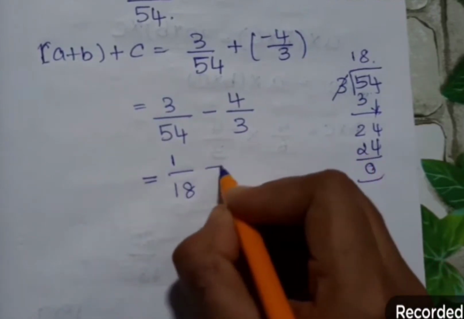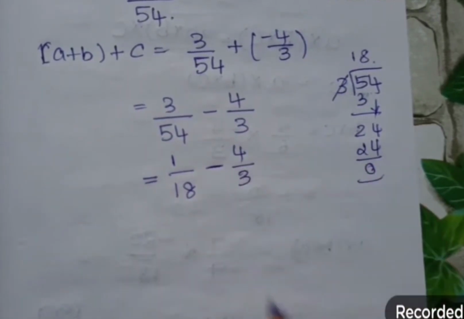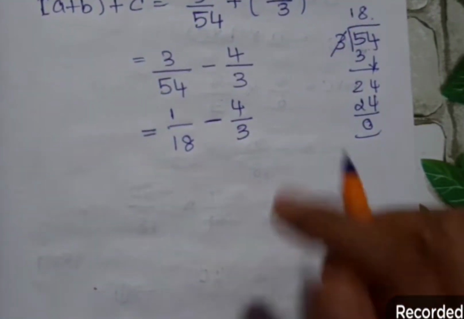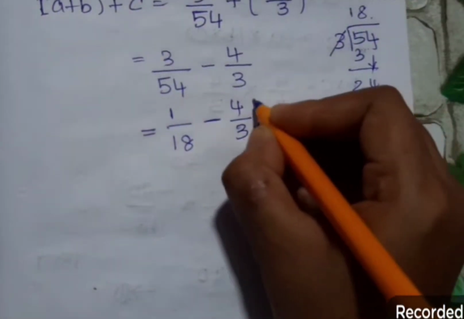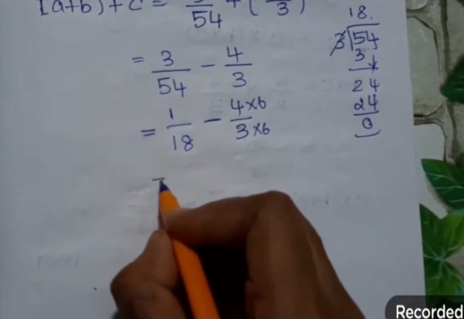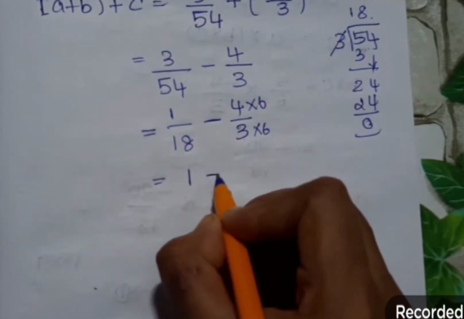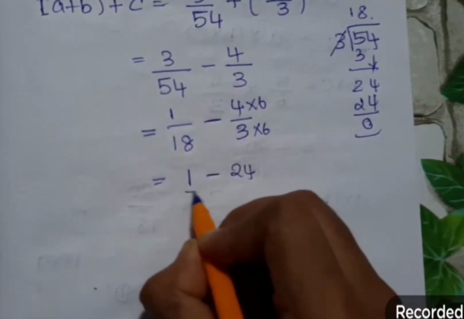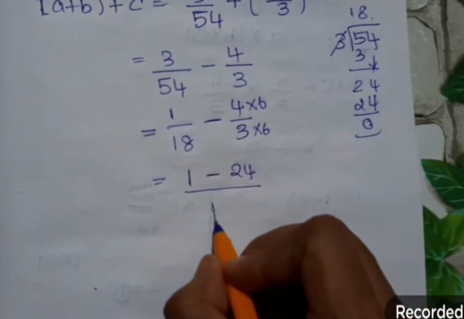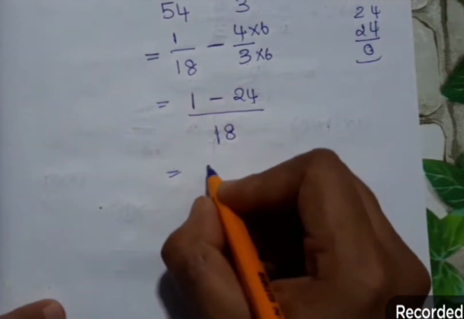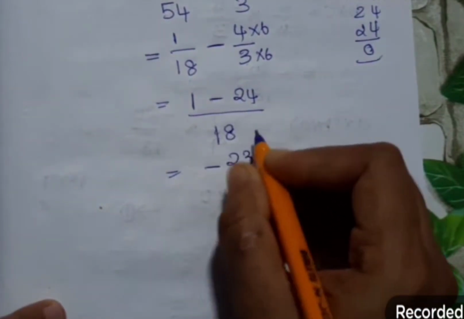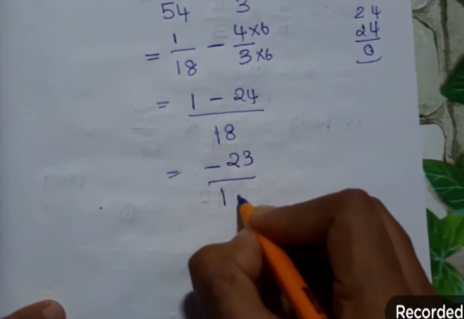1 by 18. If you cancel in the 3 table, you will get 1 by 18 minus 4 by 3. So take LCM. 3 tables will occur 18. So into 6. So both the numerator and denominator multiply with 6. So 1 minus 6 4s are 24 divided by 18. Both denominators are 18, so one time you write. 1 minus 24 is minus 23 by 18.